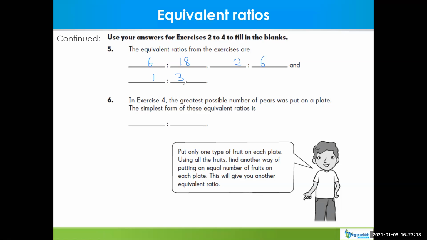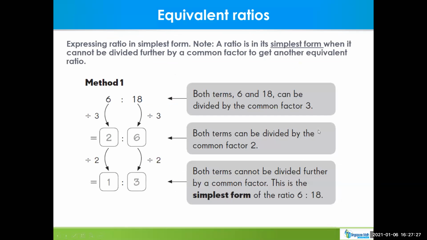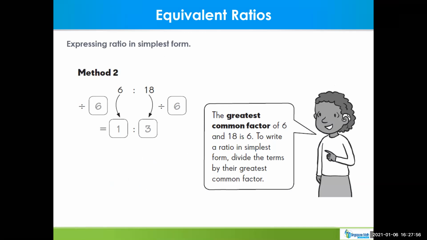Now, in exercise 4, the greatest possible number of pears was put on a plate. Okay, and the simplest form of this equivalent ratio will be the same thing basically. So these are equivalent ratios for you. So how do we find equivalent ratios? Basically, it's the same as equivalent fractions. So what you can do is try to divide them by common numbers. That's method 1. If you are really very pro, you really like dividing by big numbers, you can do method 2, and you can use the greatest common factor of 6 and 18, and then you will know that it's 6, and then you can just divide them.